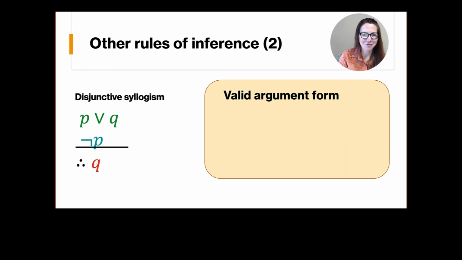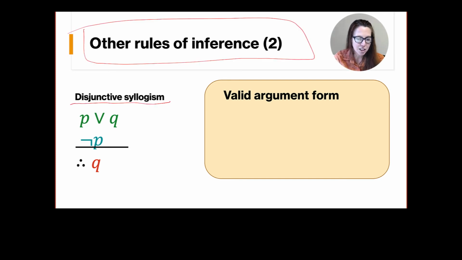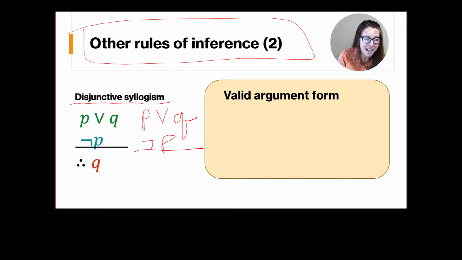Other rules of inference: P or Q, not P, therefore Q. We know that P or Q means that we're assuming this is true. And if we assume this is true, then one of these must be true. But our other premise is not P. Well, if not P is true, that means P is false.